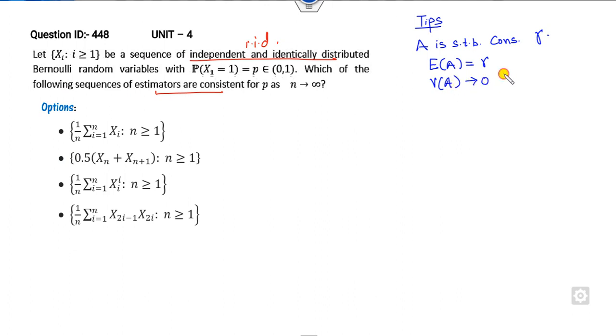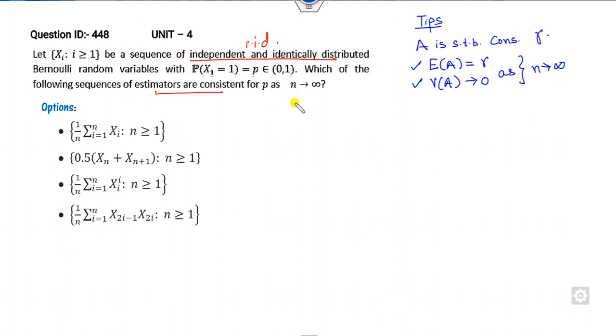Okay, look at one more question. The Xi's are given to you as IID, following the Bernoulli distribution. Which is the consistent estimator? Firstly, I will give you a tip. A is said to be a consistent estimator of gamma if you prove that the expected value of A is gamma and the variance of A goes to 0 as n approaches infinity. That's the same thing as convergence in probability, as we discussed in the first examples.